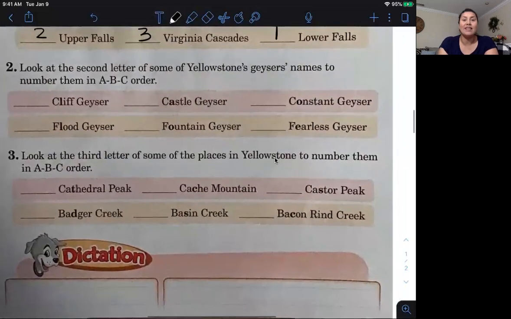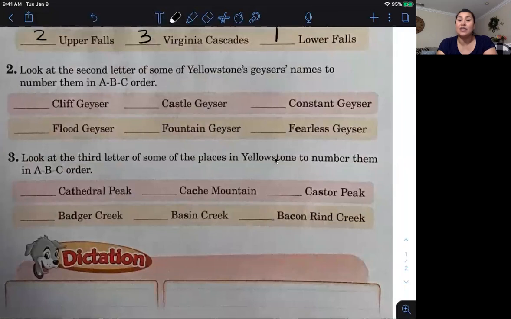Number 2 says, look at the second letter of some of Yellowstone's geysers' names to number them in ABC order. So remember, we're going across again. Cliff Geyser, Castle Geyser, Constant Geyser. Well, they all start with a C. So if it helps you concentrate better, you can cross out the C and we can underline the L, the A, and the O. That's what we're going to look at, okay? A, we know automatically comes first. What comes after A? Is it L or O? Yes, you're right, it's L. LMNO. So O is going to be the third one. Very good. All right, next.